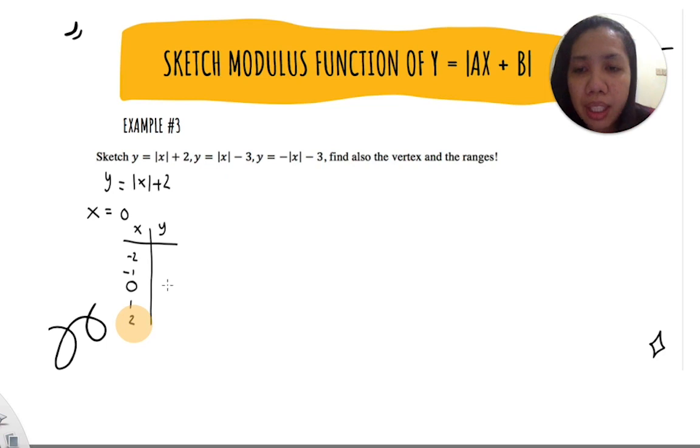0 plus 2 is 2. And then minus 1 becomes positive 1 here. Positive 1 plus 2 is positive 3. Minus 2, if we put it right here, then we'll have positive 2, which is positive 4. And then 1, if I put it in here, 1 plus 2 is 3. And then 2 plus 2 is 4. So here we have minus 2, 4; minus 1, 3; 0, 2; 1, 3; 2, 4.